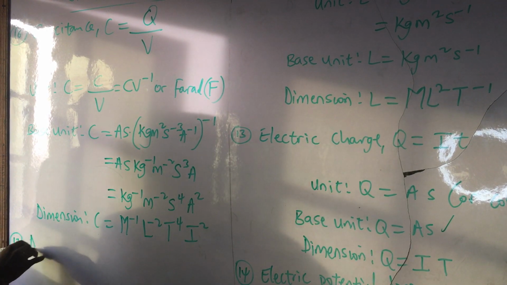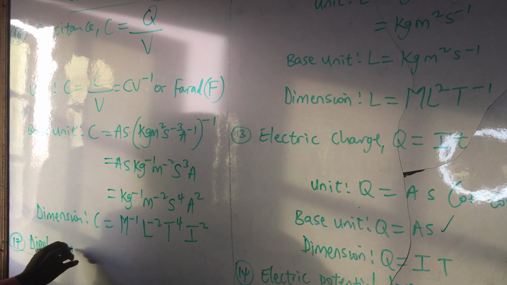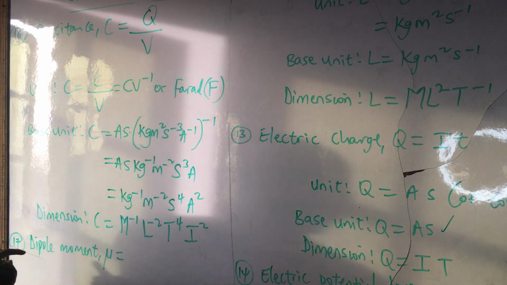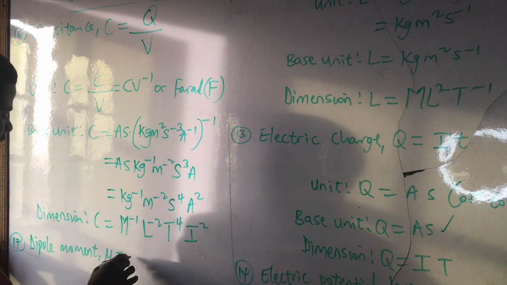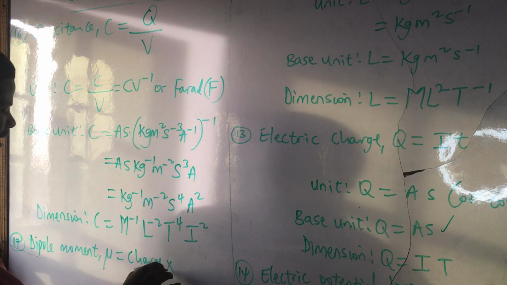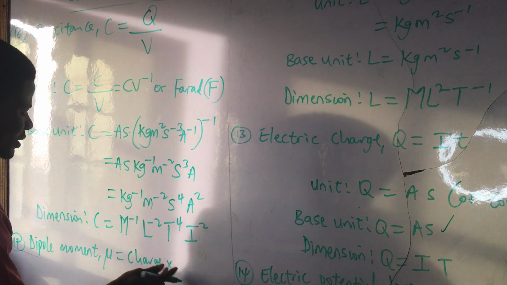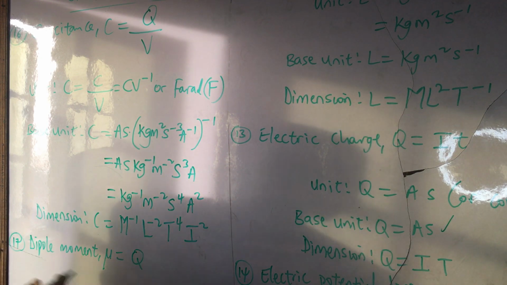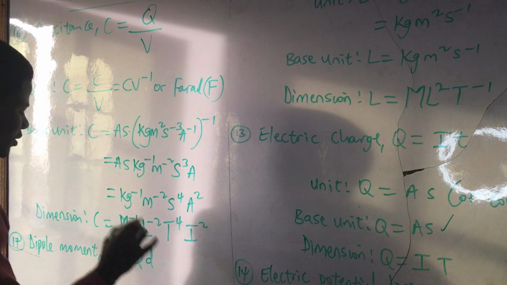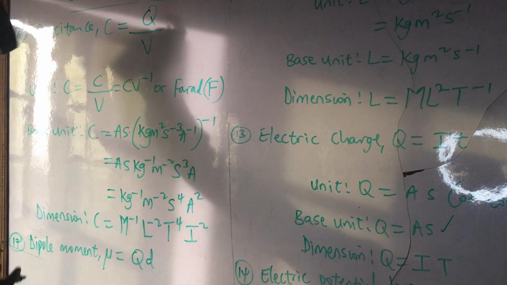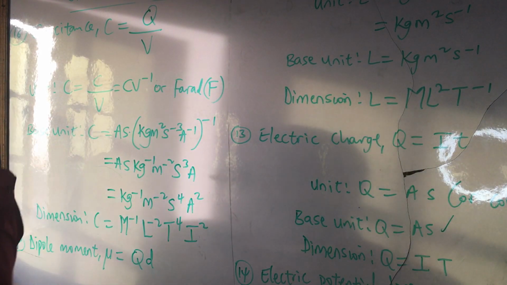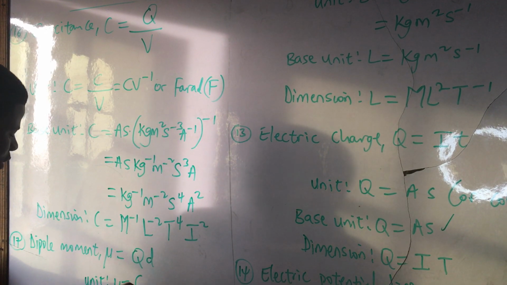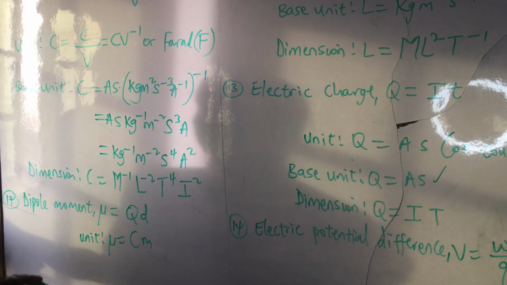Dipole moment. I think we might have heard of this in chemistry. It is just charge times separation. The separation, that's the distance. You can use D for that, you can also use R or S for that. Charge times distance. So units now. Unit of charge is coulomb. Distance is meter. So that becomes the unit.